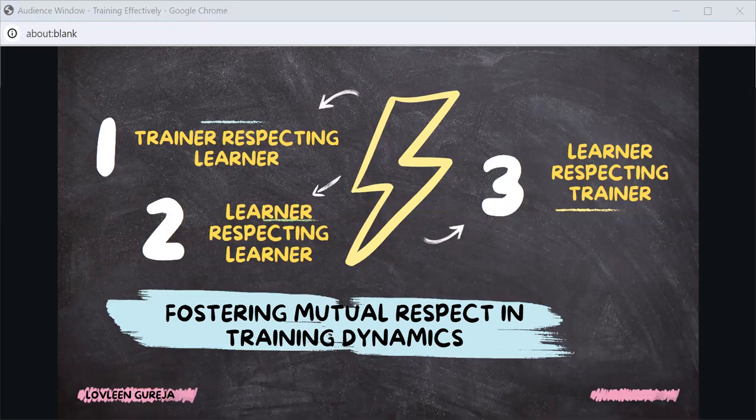The second most important part is that learners need to respect the other learners. Does that happen? Yes. One person is trying to speak, and all of a sudden, two, three people stand up and start speaking. So they're not respecting each other. And that is why we say that respect isn't a one-way street. It's always a two-way street. So as much as it is important for a learner to respect the trainer, it is equally important for learners to respect each other.